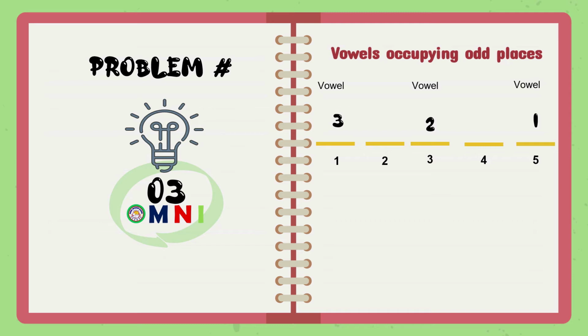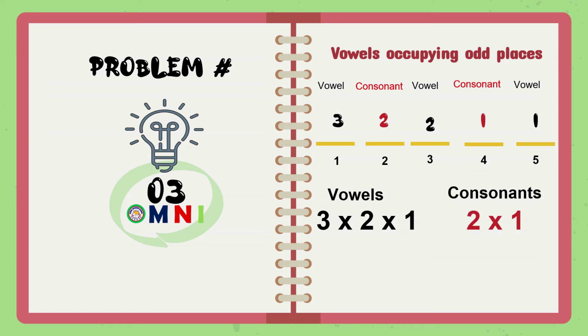Meanwhile, the second and the fourth place are allotted for the consonants. In the second place, we still have 2 options. It could be M, or it could also be G. While in the fourth place, we only have 1 consonant remaining. With this, the vowels can be arranged in 3 times 2 times 1, while the consonants can be arranged in 2 times 1. Multiplying them together will give us a result of 12 possible ways.